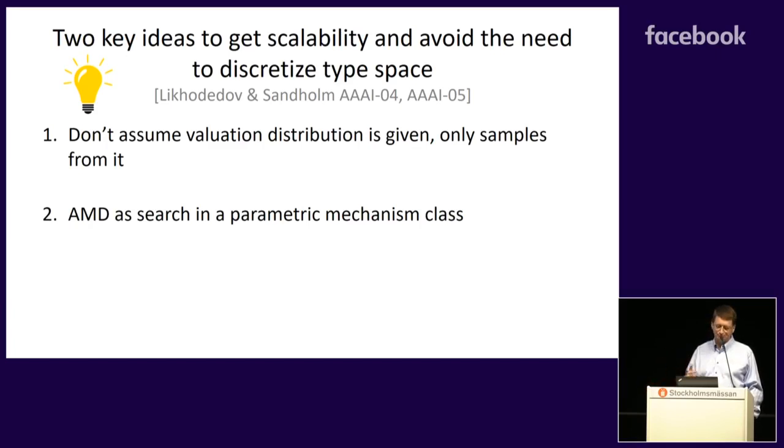And second, instead of trying to design the mechanism from scratch in a table-based representation, maybe let's take some sort of parametric class of mechanisms where each mechanism in the class has good properties, let's say incentive compatibility properties and individual rationality properties, and then let's optimize the parameters so as to try to maximize our objective over that class. All right? And now I can have more complex classes with lots of parameters or simpler classes with fewer parameters. So I can control my computational complexity, and as we also will talk about, we can control the sample complexity of these things.